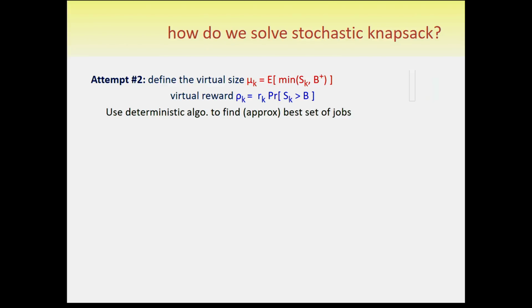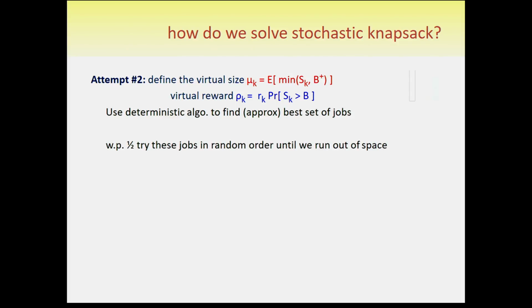It's a virtual size. And the reward should also be truncated suitably. I'll get a reward only if the size is less than or equal to B. Be happy with that, right? This should be, I'll get reward only if the size is less than or equal to B. Okay. So that's the virtual reward, that's the virtual size. And now you use a deterministic algorithm, find a good solution.